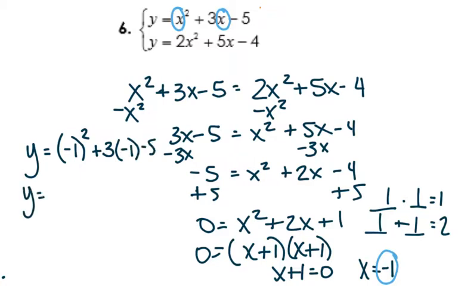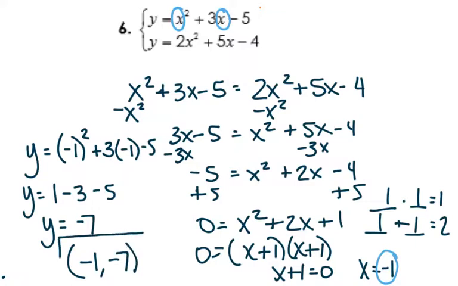So a -1 squared is a +1. A +3 times a -1 is a -3. And now I'm just going to do this. So 1 minus 3 minus 5 is going to be -7. So my answer is going to end up being -1, -7. And you can always use Desmos to check behind yourself and make sure we're getting the correct answers.